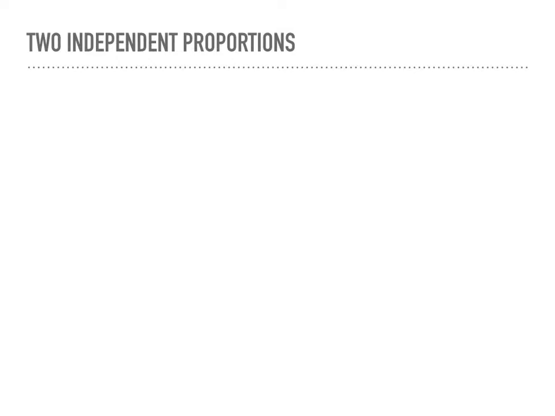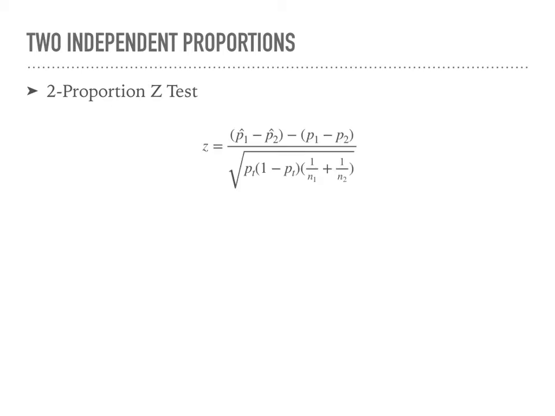Now let's talk about two independent proportions. We would be using the two-proportion z-test, or as your calculator often will abbreviate it, 2-prop z-test. The formula has again gotten a bit messy. Some notation here. P sub t is equal to x sub 1 plus x sub 2 divided by n sub 1 plus n sub 2.